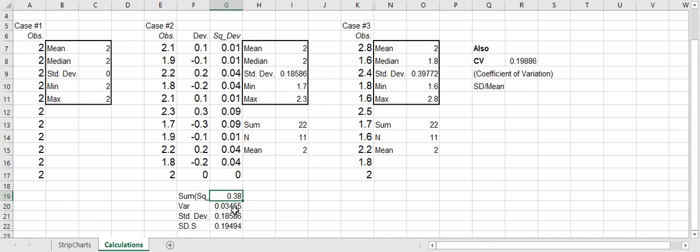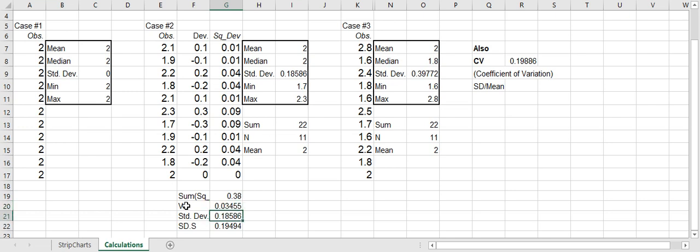All right, so once you take 0.38 and divide by 11, you get 0.03455. This gives you something called the variance. Okay, the variance is basically the sum of the squared deviations, or the average of the squared deviations. Okay, now that is used a lot in statistics, a lot in econometrics, but for right now, all we're going to do is we're going to take the square root of that, and you get the standard deviation.